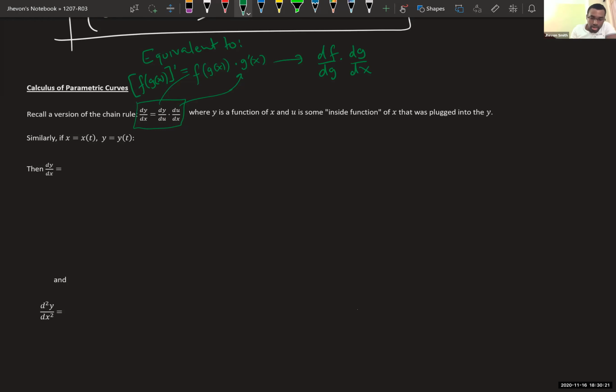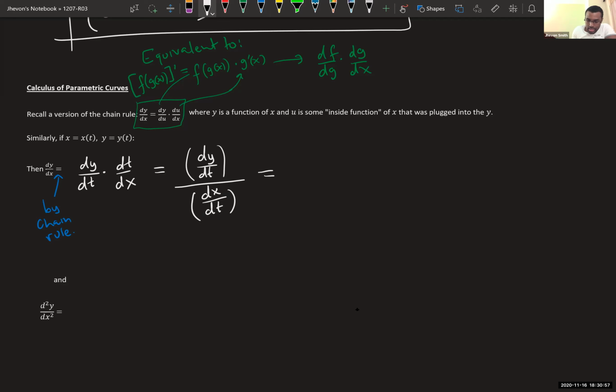Basically, if I see dy/dx, I can think of this as dy/dt times dt/dx by the chain rule. And so now, just rearranging, I can think of this as dy/dt divided by dx/dt. In other words, dy/dx is the same as y prime of t over x prime of t.